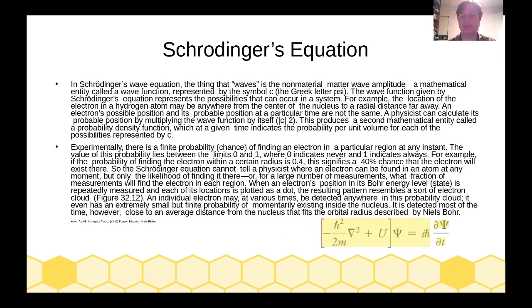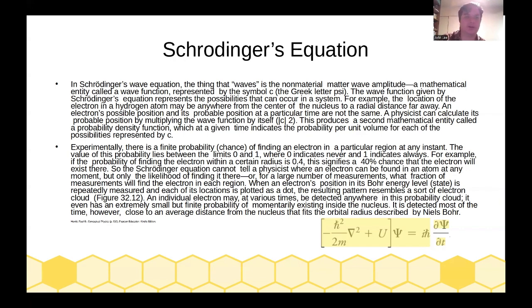Bohr's model assumed that each electron was moving around in a circular orbit around the nucleus, much as planets move around the sun. However, this isn't the most exact case that we can get. What ends up happening is that instead of having just these sinusoidal waves, we instead have waves that are the non-material matter wave amplitude, a mathematical entity called a wave function, represented by the symbol psi, where psi is the trident that you'll see in the bottom right-hand corner.